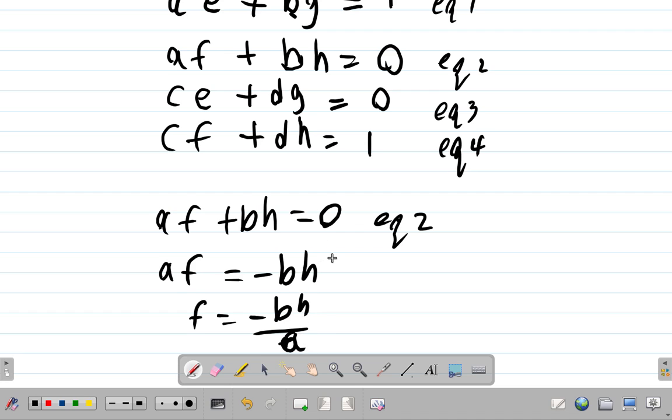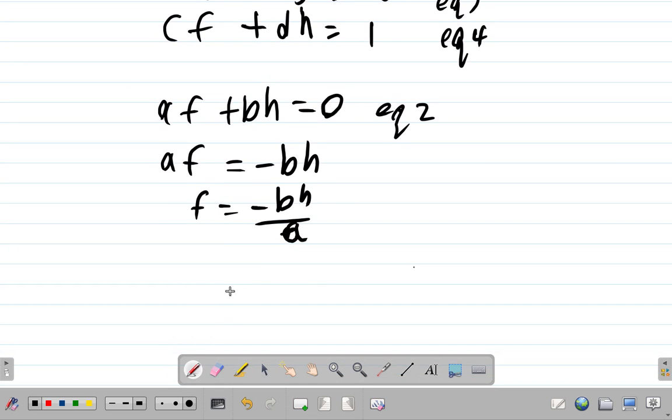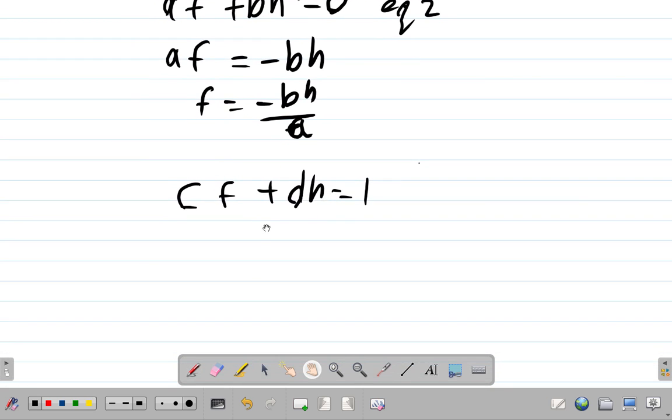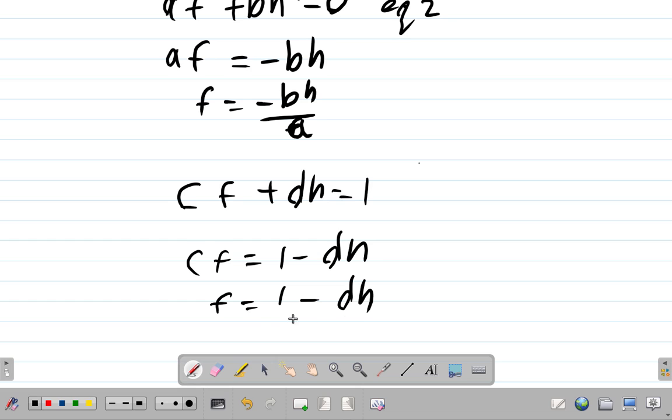Alright. Now, equation 4. Equation 4 says CF plus DH equals 1. Here we want F. So we subtract the H from both sides, so we have CF is equal to 1 minus DH. We divide by C, so F is equal to 1 minus DH all over C.